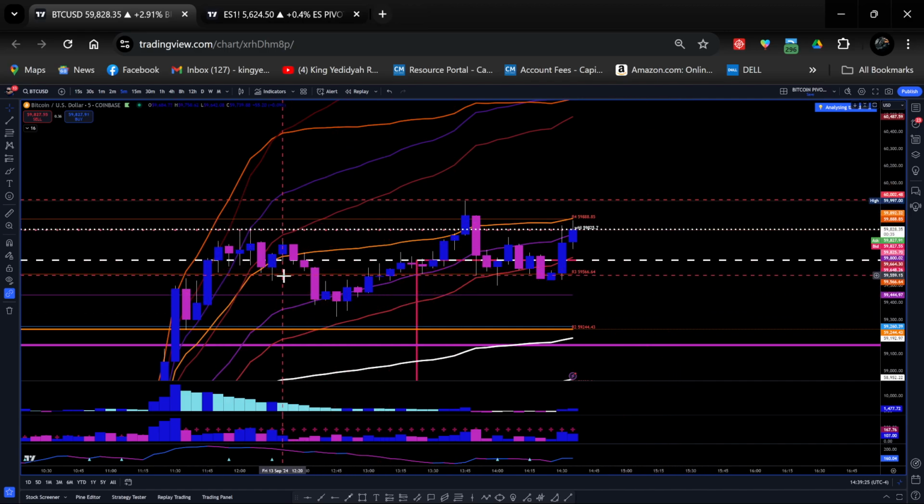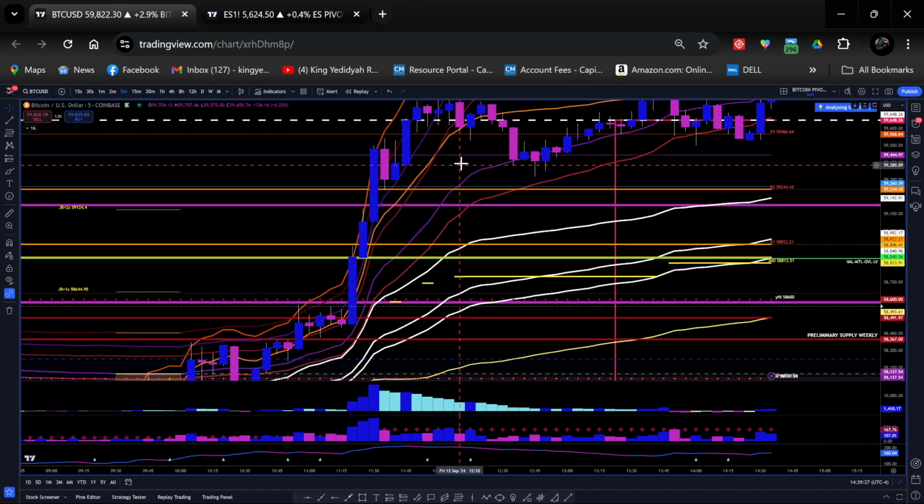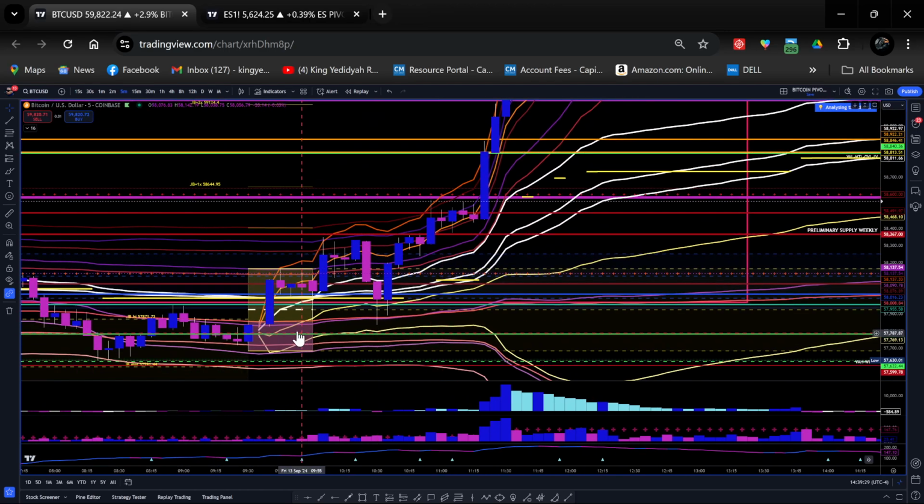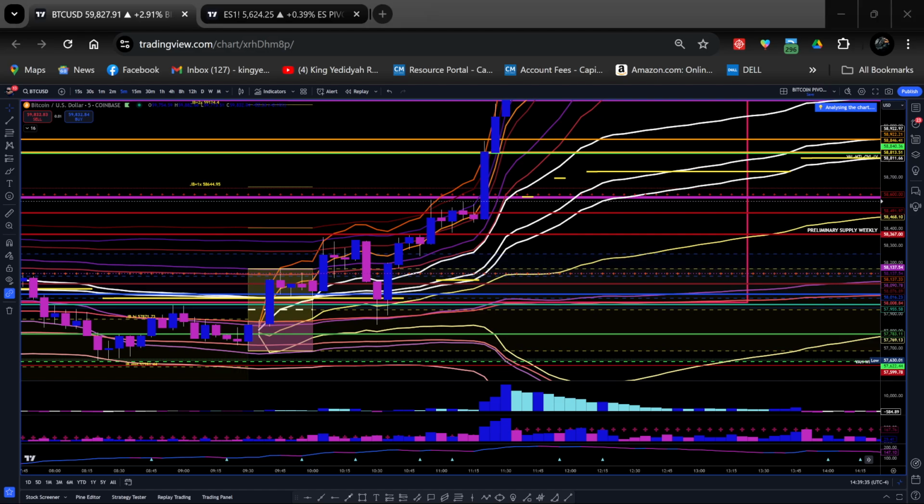So we have a nice little uptrend here from the open, right? So this is the open IB range, the 30-minute IB range right there. Let's pull out the arrow and do this properly. Right, so that's the IB high. We had the breakout right there.